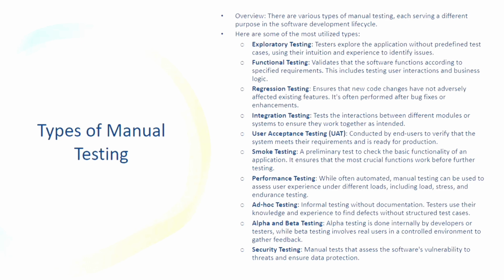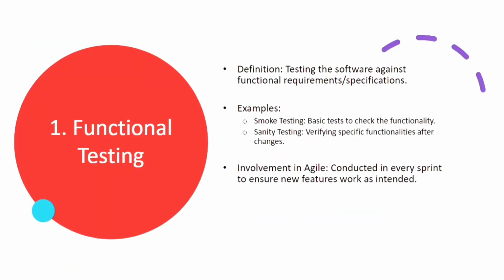Now let me tell you the most important types of manual testing. First is functional testing. So what is functional testing? If we are testing the software's functionality based upon our requirement specification, that is called functional testing. Inside functional testing we have two examples: smoke testing and sanity testing. In smoke testing we check the basic and critical features first, and sanity testing is a more narrow approach, where we test specific functionality after some changes.